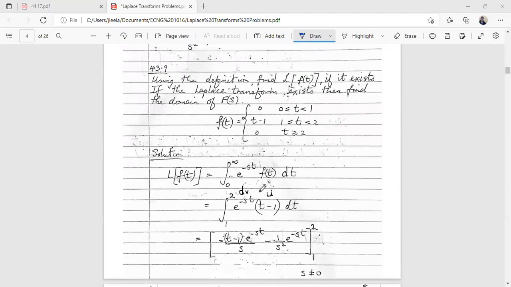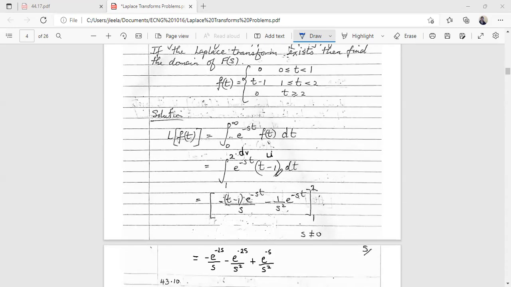Using the definition, find the Laplace transform of f(t) if it exists. If the Laplace transform exists, then find the domain of F(s). So again, you have a piecewise function. It has three definitions: 0 for t between 0 and 1, the function is t minus 1 for t between 1 and 2, and the function is 0 for t greater than or equal to 2. So you break it up into three parts, because it's piecewise continuous and defined by three different functions, right? For each part, basically.